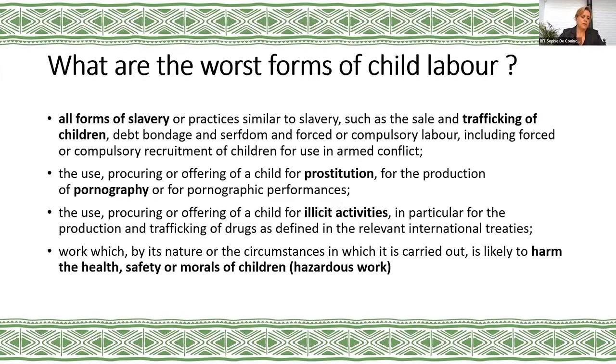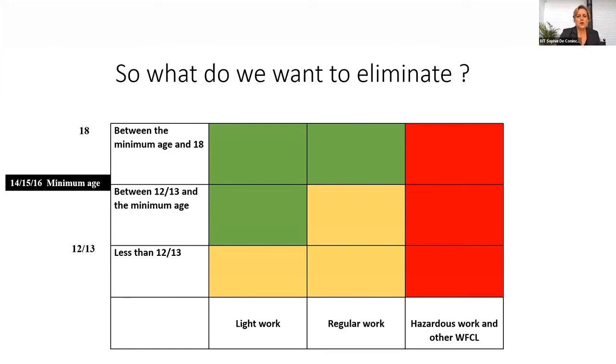And again, hazardous work. So work which by its nature and circumstances, the circumstances in which it's carried out, is likely to harm the health, safety, and morals of children. Statistically, the very large majority of children in the worst forms of child labor are in hazardous work. So in a nutshell, as I mentioned, these concepts, child labor, hazardous work, light work, worst forms of child labor, are important to understand at the end of the day, what is child labor to be abolished.